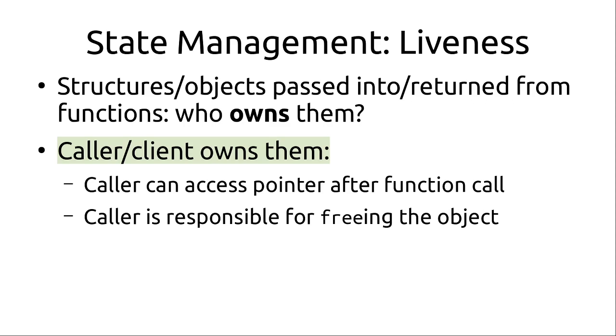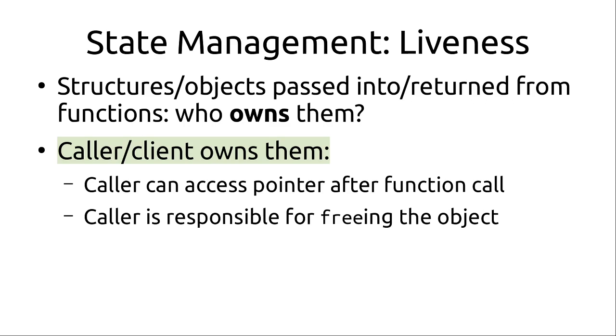So one option is that the caller or the client, the thing that's passing the pointer in, actually owns them. If you own a pointer that you're passing in, then you can access the pointer after the function call. Because you own it, you can assume that it still is alive after the function returns. The callee has not deallocated it or made it invalid in some way.